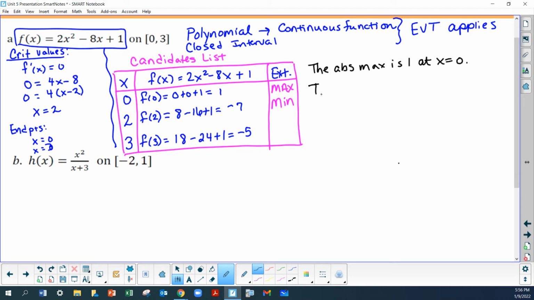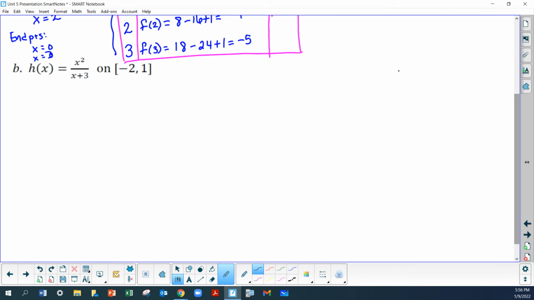And then let's say the absolute min is, what was it, negative 7, and it occurred at x equals 2. Get the hang of it? Let's go try another. A little quotient rule for us. Yeah, we need practice on taking the derivative, don't we?